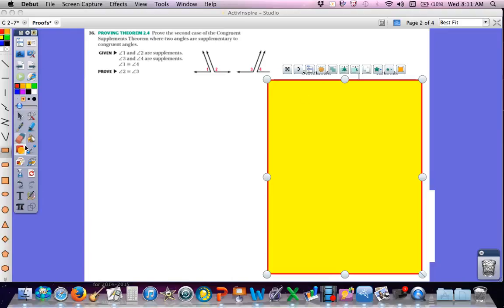Okay, so here we go. This proof is a little bit longer because we're proving a theorem. We're proving the congruent supplements theorem, where any two angles that are supplementary to congruent angles are congruent. Now that's a lot of words there.